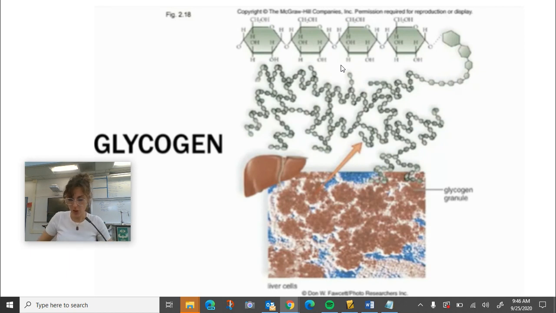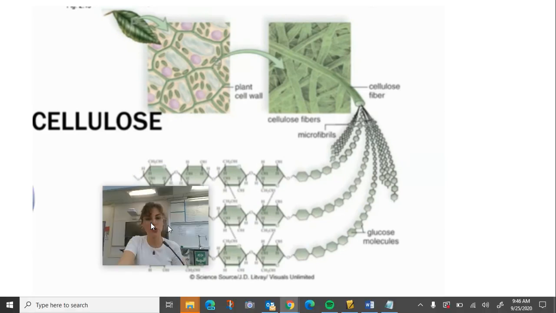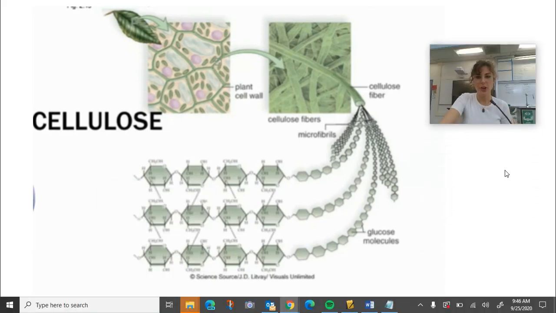Okay, so outside of energy storage, we also have a huge use for structural components. Polysaccharides are also critical for being structural molecules. So let's first talk about cellulose.